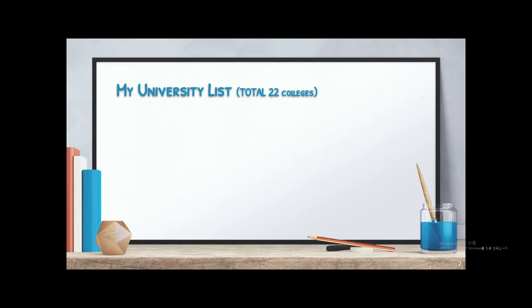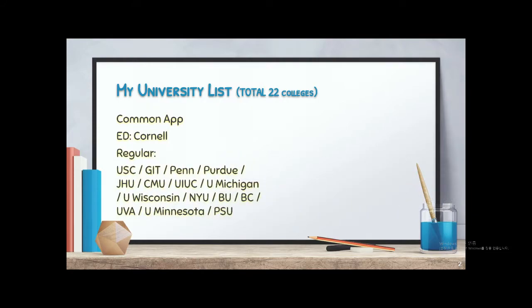Before I move on to my main topic, I'll shortly show you my university list, which is 22 colleges in total. For the Common App, I only applied to one university for my early, which was Cornell. Of course, I got rejected. After that, I applied to 15 colleges, which is a lot, and these are the lists you can see. If you want to look at it carefully, you can just pause the video and look carefully.